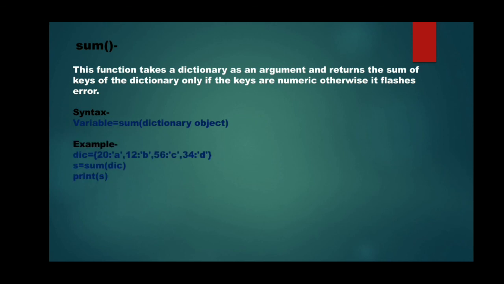Okay, so this is an example. The keys of this dictionary are 20, 12, 56, 34. When I have written S is equal to sum dic, S is going to contain the sum of 20, 12, 56, 34. And this is your answer.